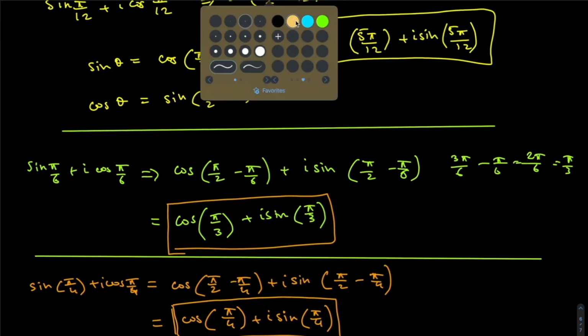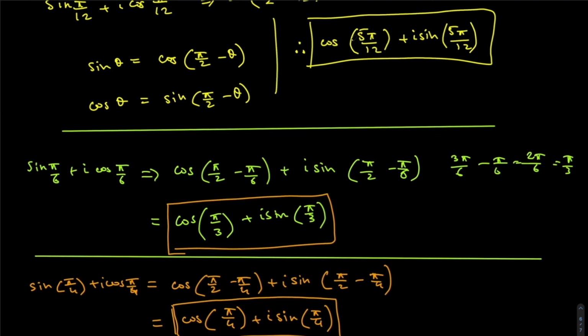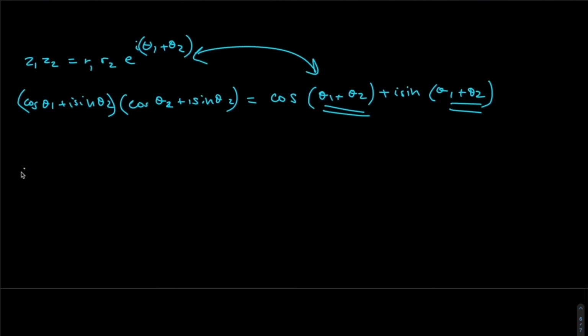So if I go ahead and do that, I'm going to change the color to beige, right? I'm going to add up all the arguments. They're all the same everywhere. So I'm just going to do 5 pi by 12 plus pi by 3 plus pi by 4.